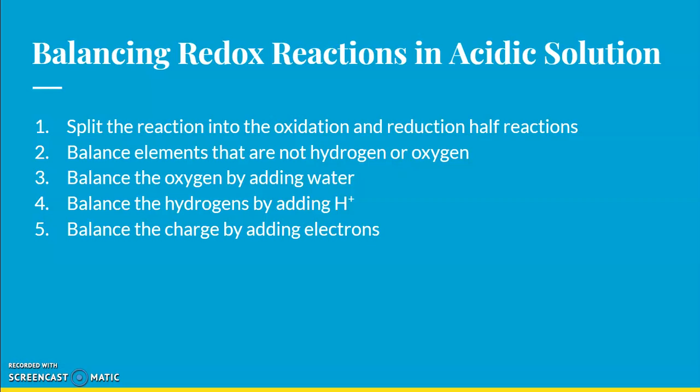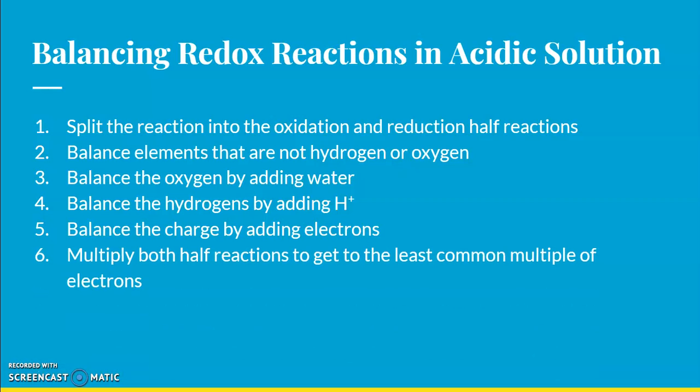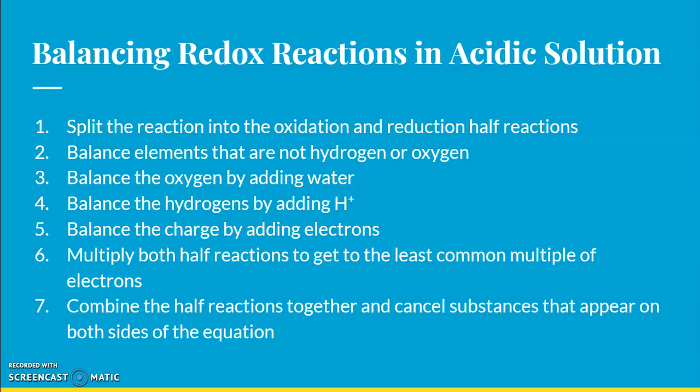Then you can compare the two half reactions in terms of number of electrons, again finding that least common multiple, and then multiplying your two half reactions to get to that least common multiple. And then again combining those two reactions together to get your finished reaction, your end reaction. However, you do need to cancel out substances that appear on both sides. Those are just spectating.